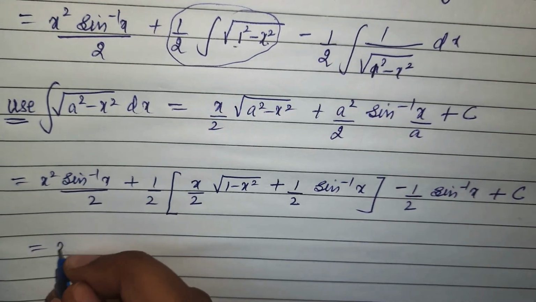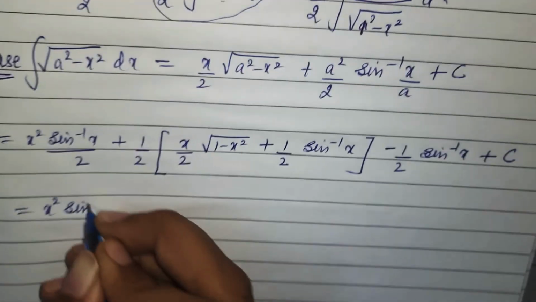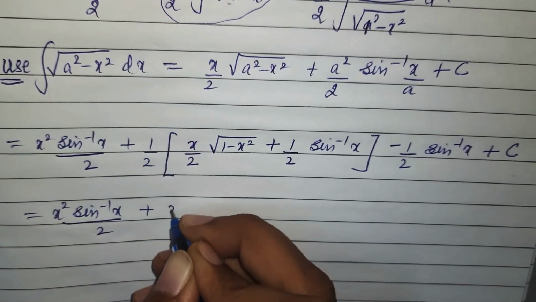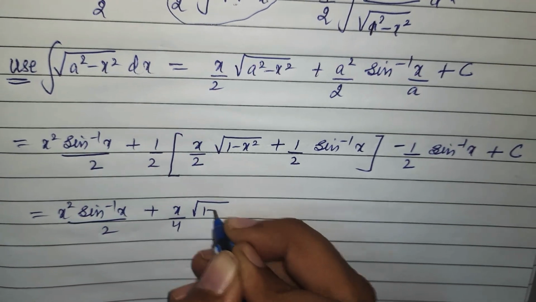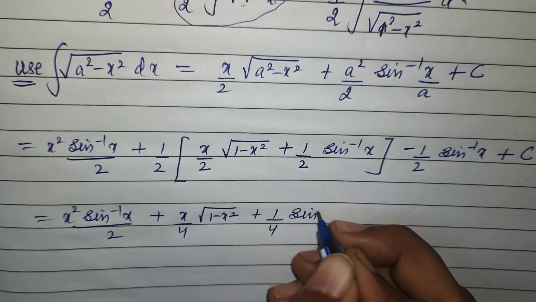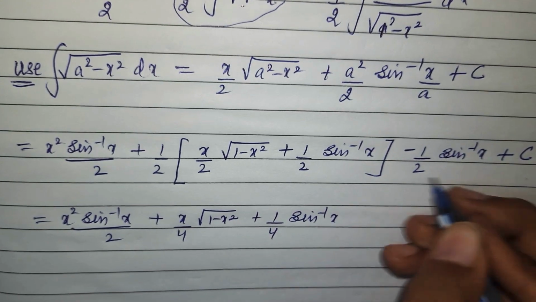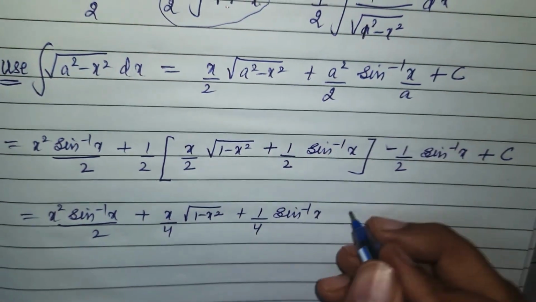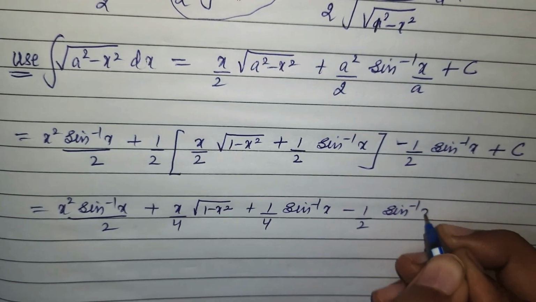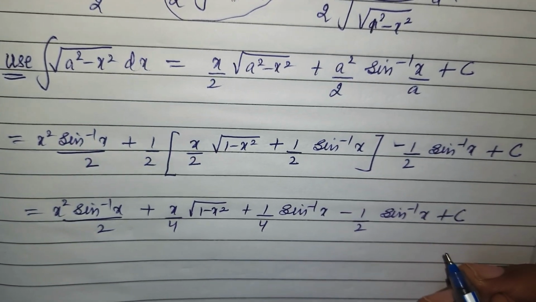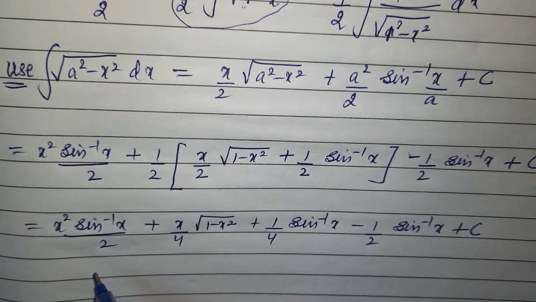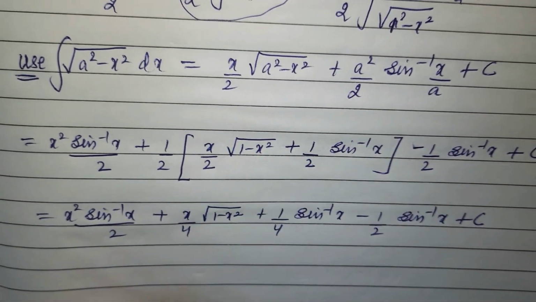So what I am getting? x square sine inverse x by 2, and this will become x by 4 under root 1 minus x square, 1 by 4 sine inverse x, and this is the integration of this term. So I am getting 1 by 2 sine inverse x plus c. So now this will be your final answer, or if you want to take common, you can take it.